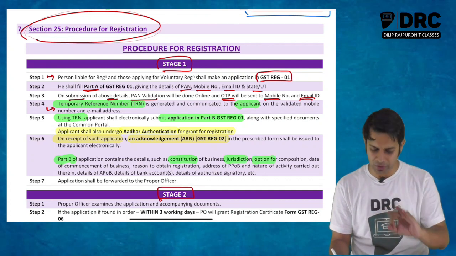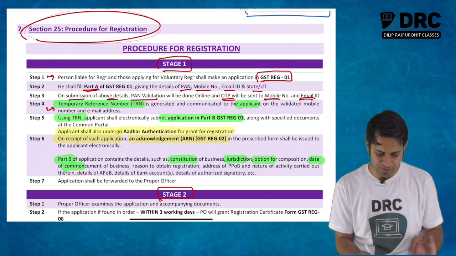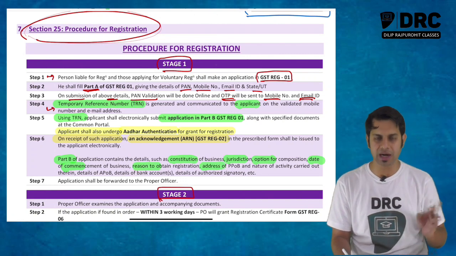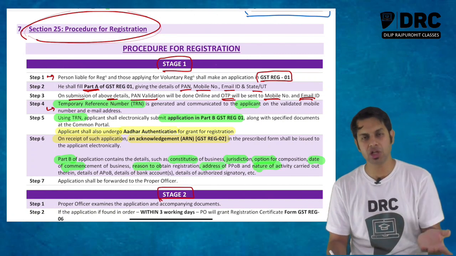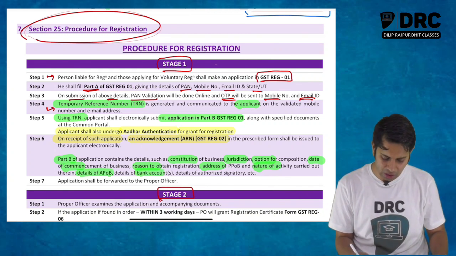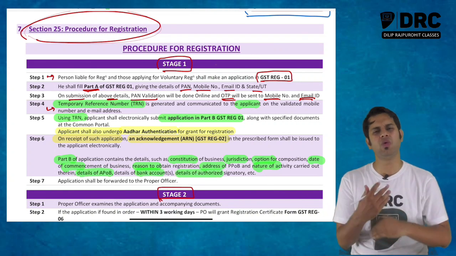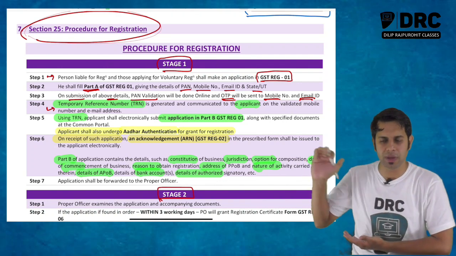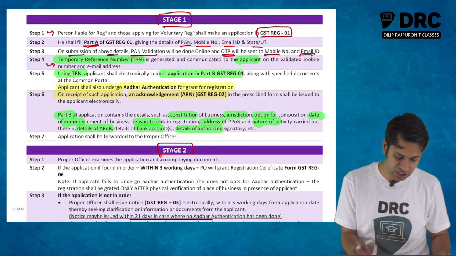Whether you are opting for the combination scheme or not, date of commencement of business, reason for obtaining registration, address of principal place of business, nature of activities which you are going to undertake, additional place of business, bank account details, authorized signatory details, and who are the owners, etc. Those details are required to be given in this Part B of the registration application.